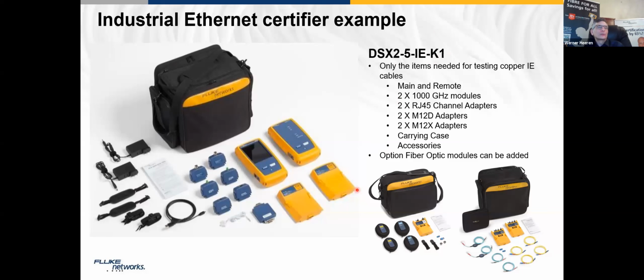What is a big difference? It's not an enterprise environment, so you do not see a permanent link, for example, but you see several industrial adapters, the M12 D and X adapters, that come with the kit. And you can add fiber modules if you have fiber in that installation. This is a typical specification tool for industrial environments.